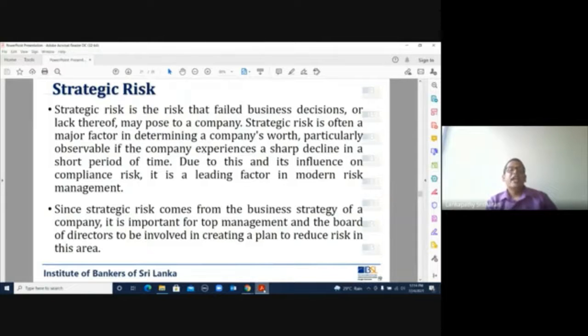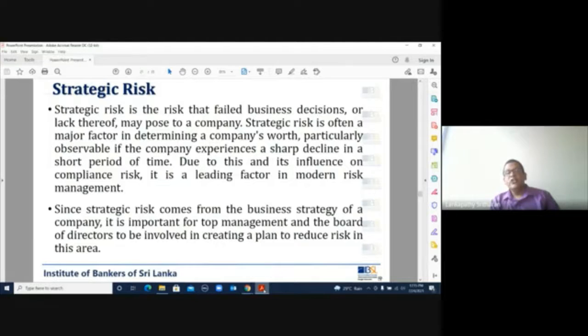strategic risk, of course, everybody knows, because banks and financial institutions have strategic directions, and every year they prepare a strategic plan. Strategic risk is the risk that a failed business decision, or the lack of one, may pose to the company. Their strategic or business decisions may create a loss. Strategic risk is often a major factor in determining the company's worth, particularly observable if the company experiences a sharp decline in a short period of time.